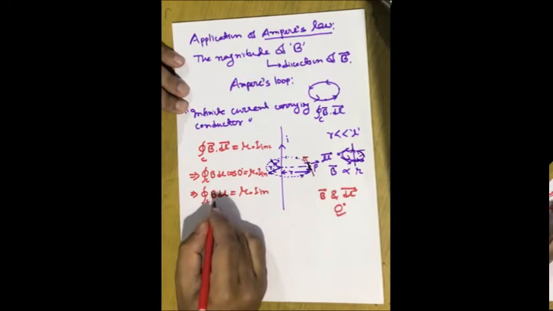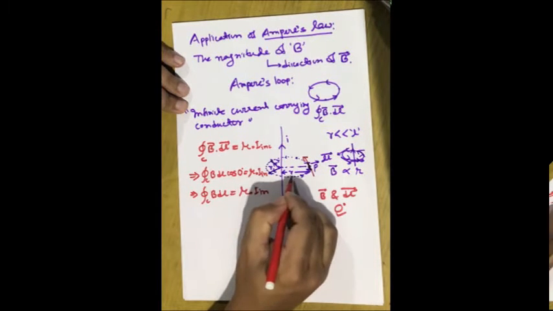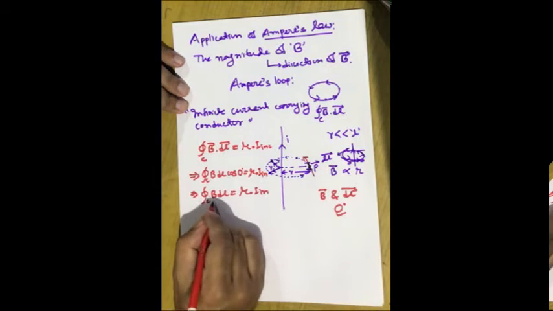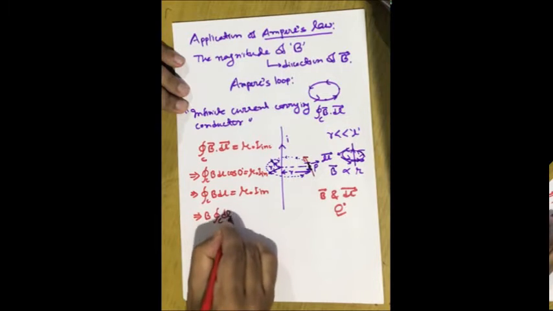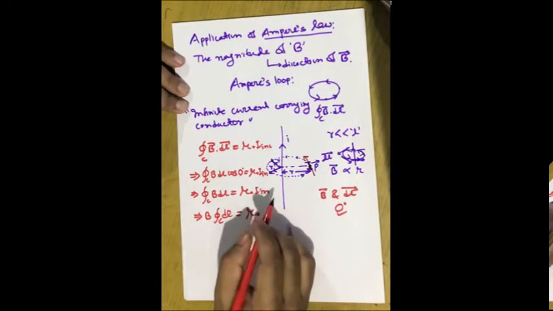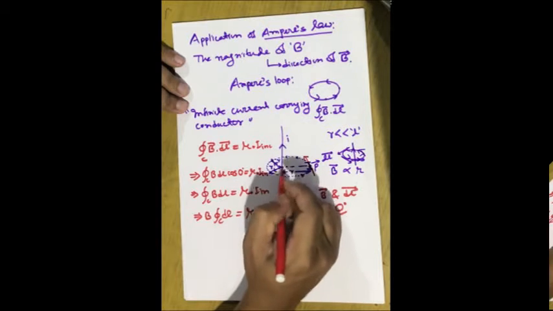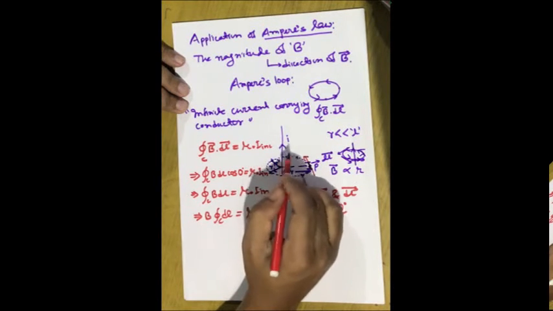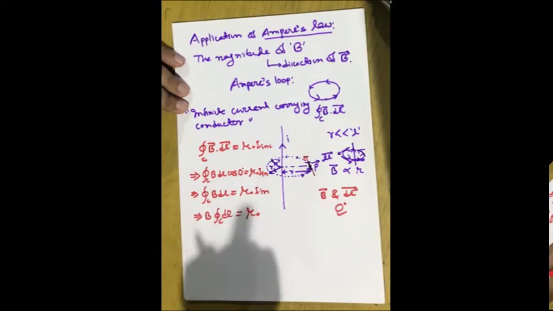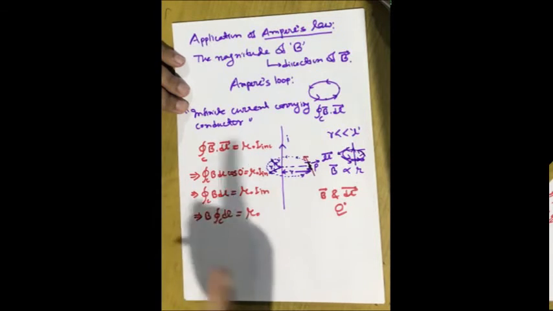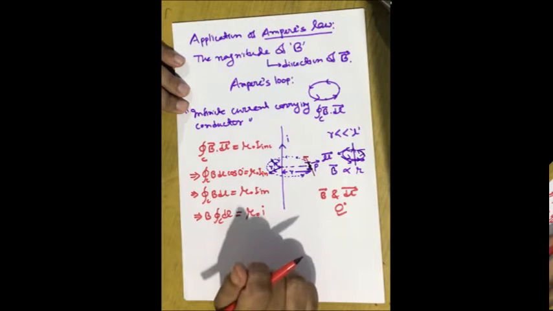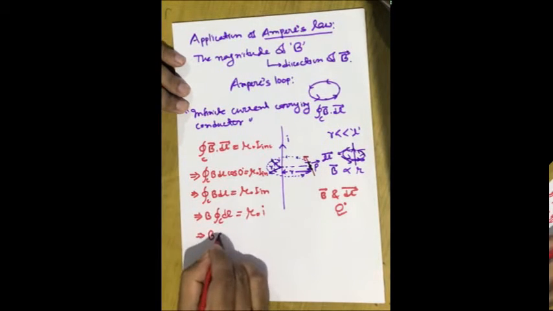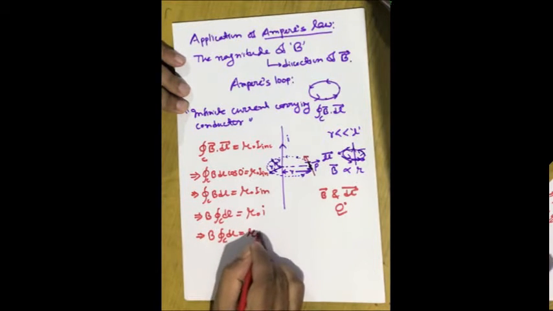Now since the magnitude of the magnetic field at each point of the loop is the same, we can take this quantity outside of the integral. So B times the closed integral of dl is equal to mu naught I inclusive. Here the whole current small I is passing through this Ampere's loop, because the Ampere loop is surrounding the current carrying conductor. Whatever current passes through the conductor, the same amount of current will pass through the Ampere's loop. Therefore I inclusive will be equal to small I. So B times the closed integral of dl is equal to mu naught into I.